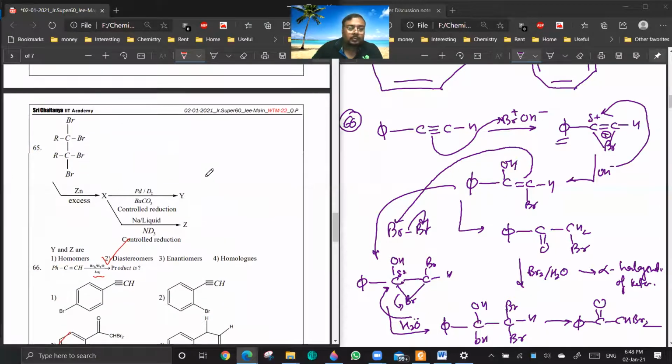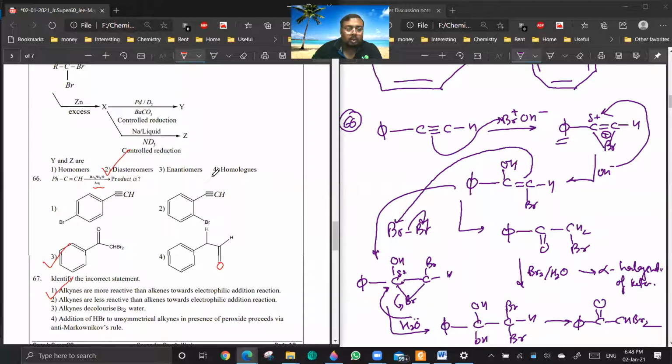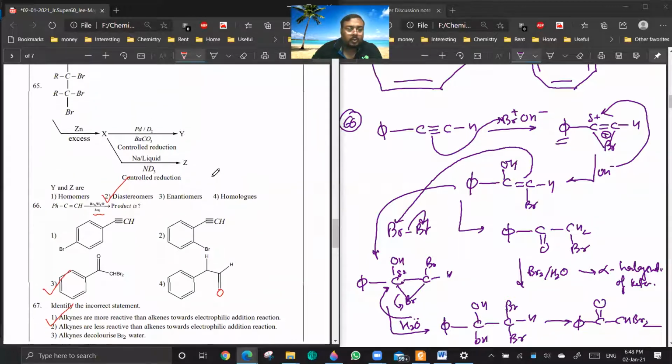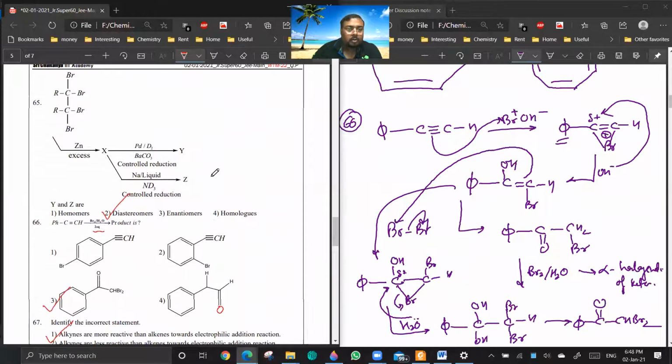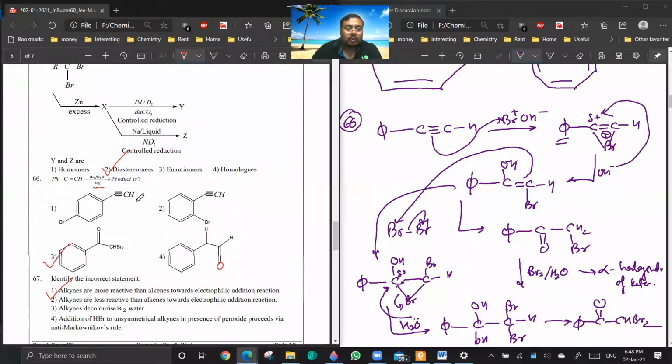After this, no other doubts in 65 to 67? Sir, what does decolorization of Br2 mean? It means bromine is reacting with something, so its brown color will disappear. Okay, sir.